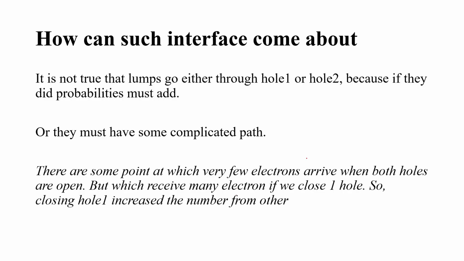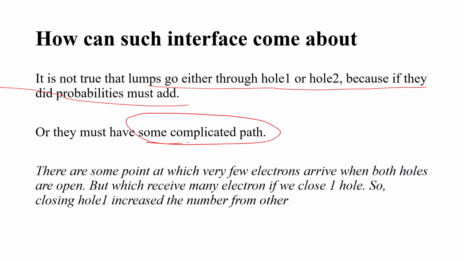So how can such interference come about? It is not true that lumps go either through hole 1 or hole 2, because if they did, then probabilities must add. So I think we can see they must have some complicated path. Okay, so there are some points at which very few electrons arrive when both holes are open, but which receive many electrons if we close one hole. So closing one hole will increase the number from the other. This is one of our observations also.